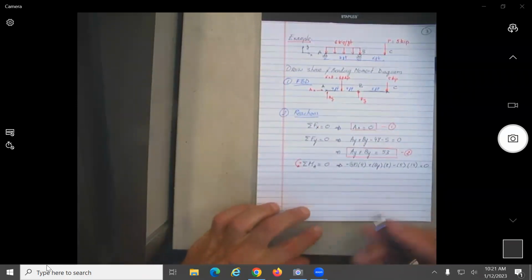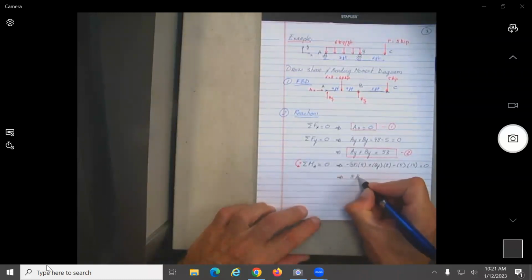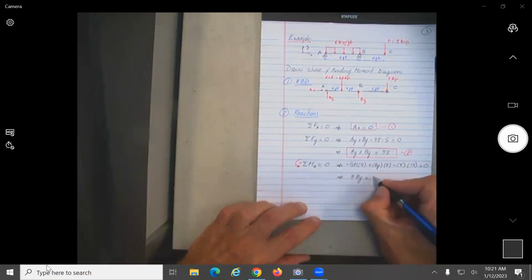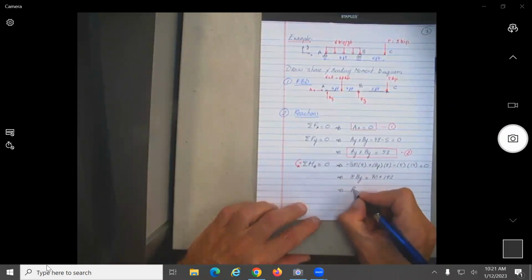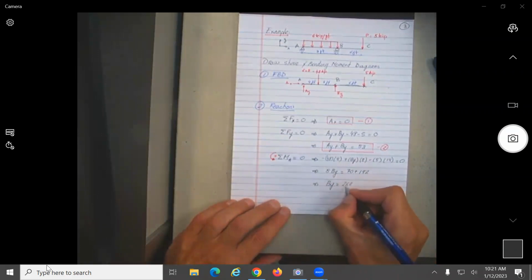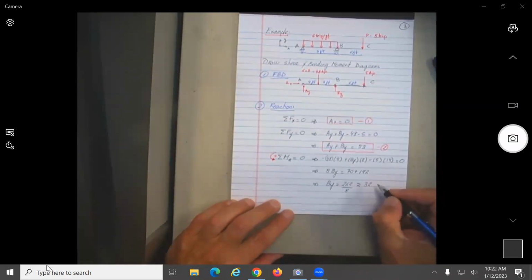So let me look at now this note. So that, all right, so this will give you that 8 BY equal to 70 plus 192, which will give you that BY is equal to 262 divided by 8, or 32.75 kip.